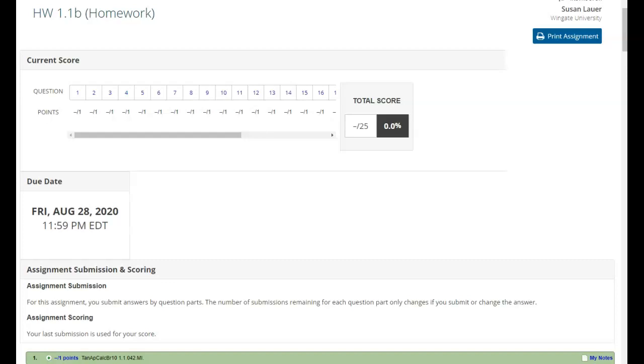This is for Math 117. It's homework from section 1.1. It's the second set, 1.1b. So I wanted to talk about a few things. You're allowed to submit each one of the answer blanks in these homework assignments 5 times, unless it's multiple choice and there are only 4 choices there.